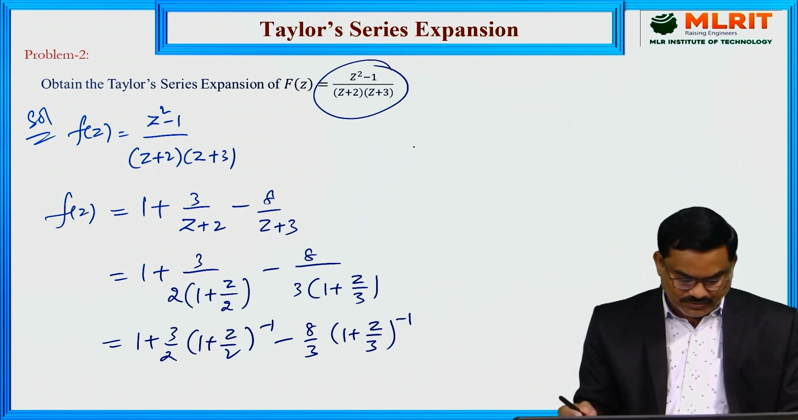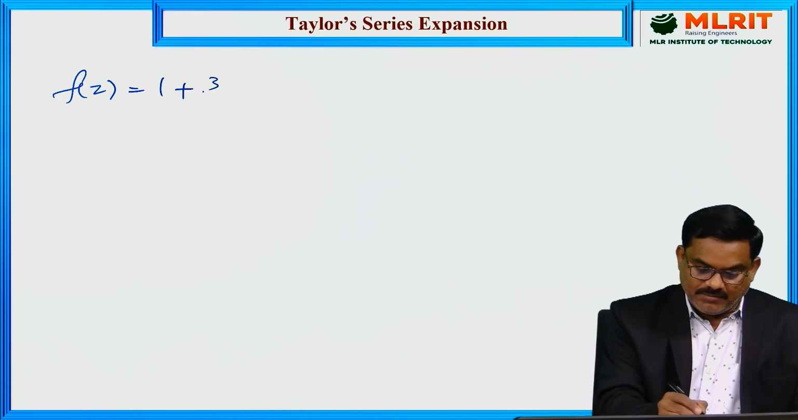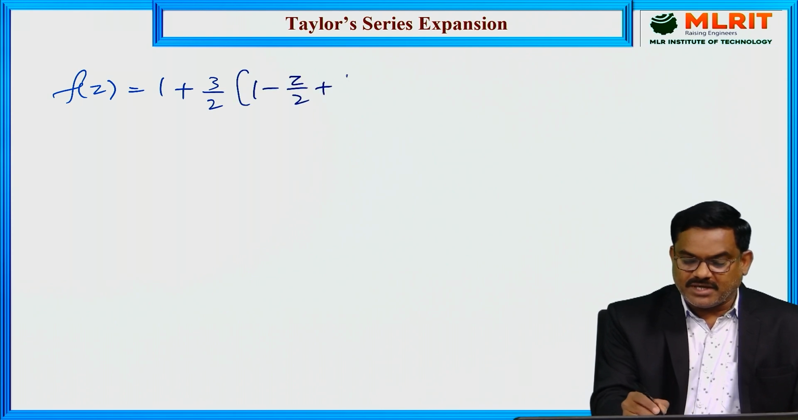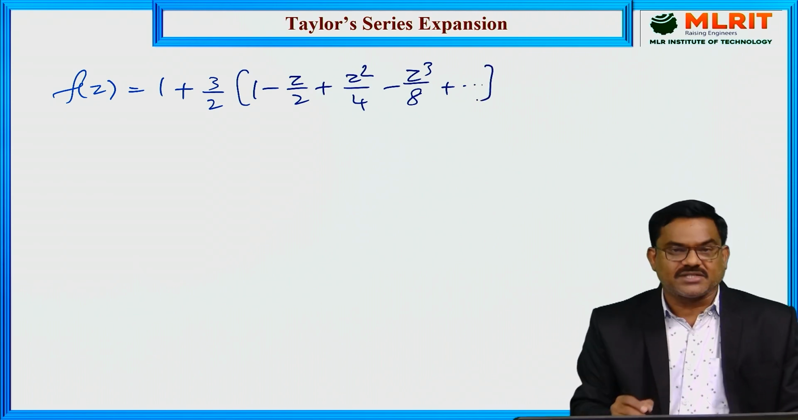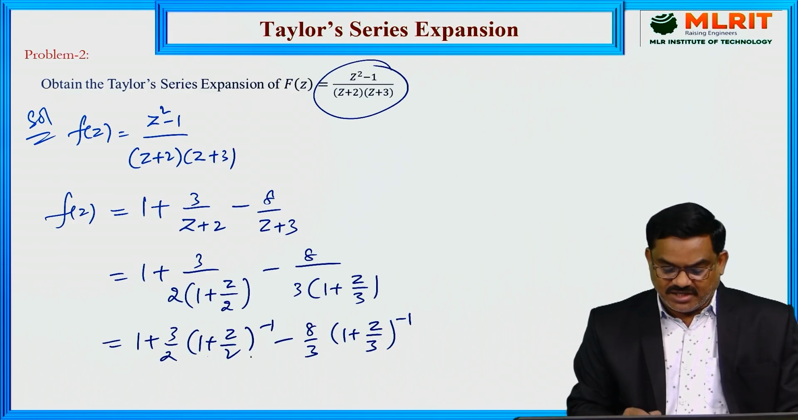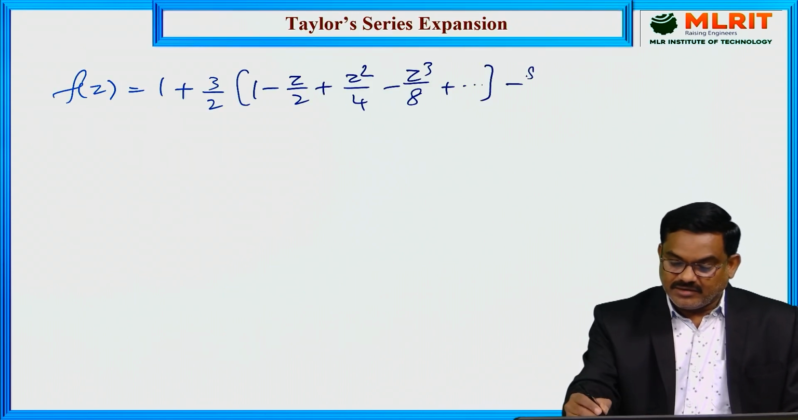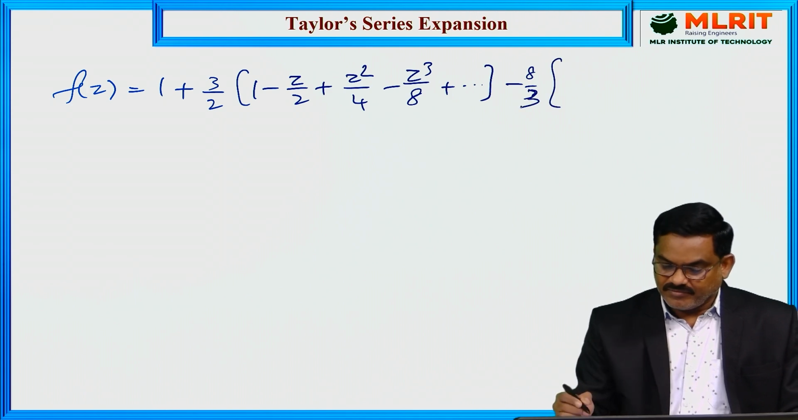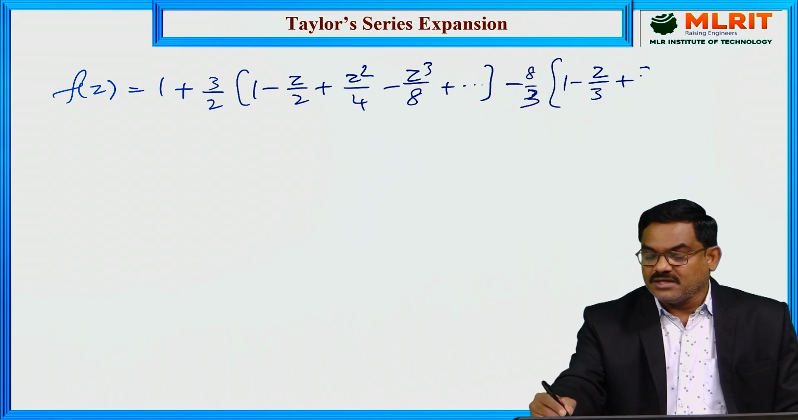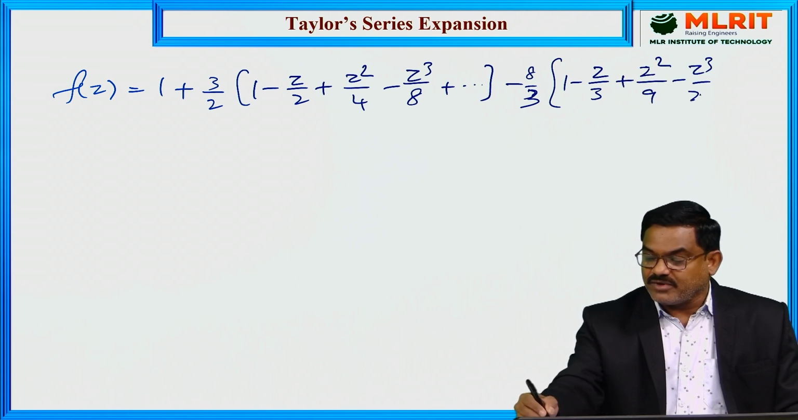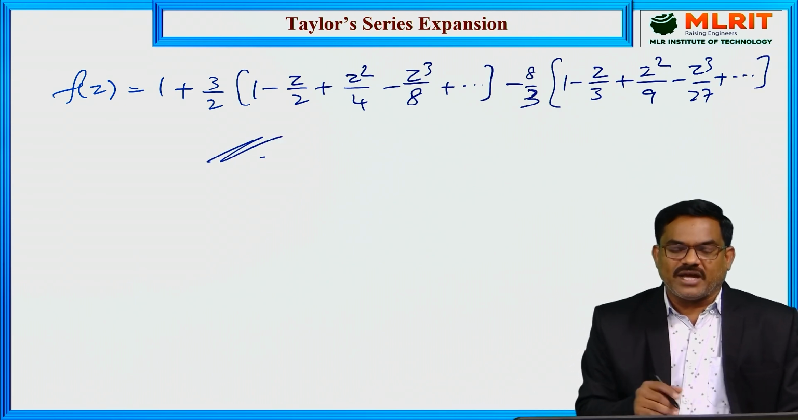So this is equal to 1 plus 3 by 2 into (1 minus z by 2 plus z square by 4 minus z cube by 8 plus so on). This is for the first expansion, the (1 plus z) power minus 1 expansion, replacing z by z by 2. Similarly, minus 8 by 3 into (1 plus z by 3) power minus 1, so 1 minus z by 3 plus z square by 9 minus z cube by 27 plus so on. So this is the Taylor series expansion using the known expansions.